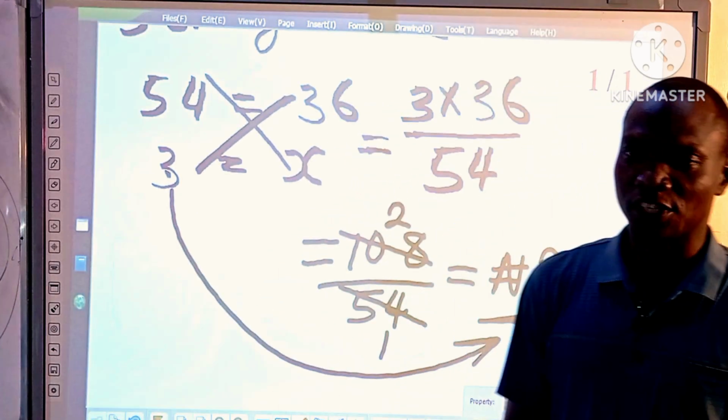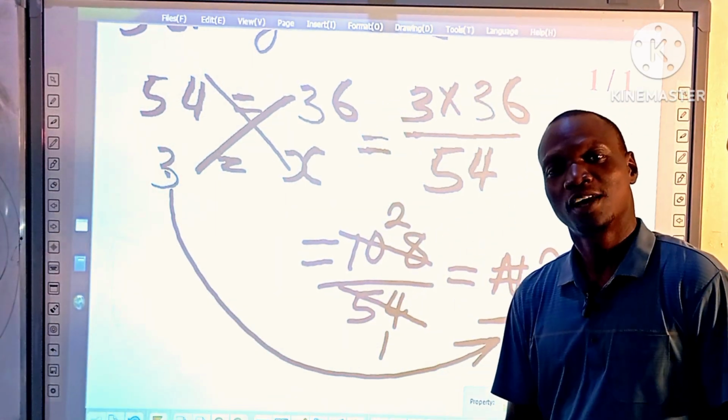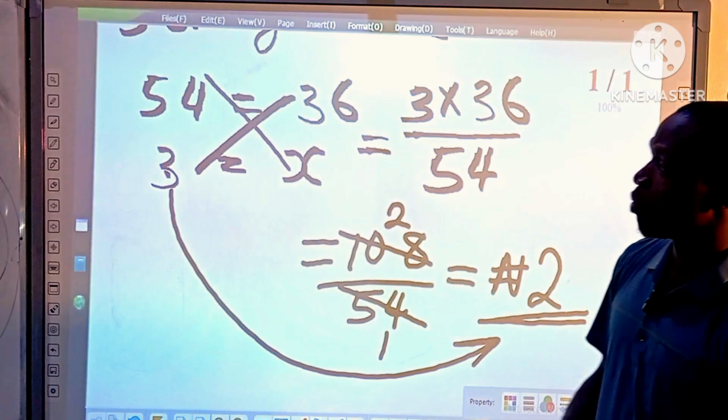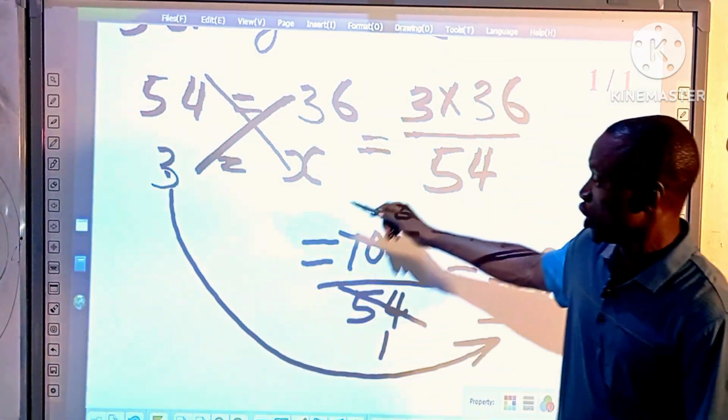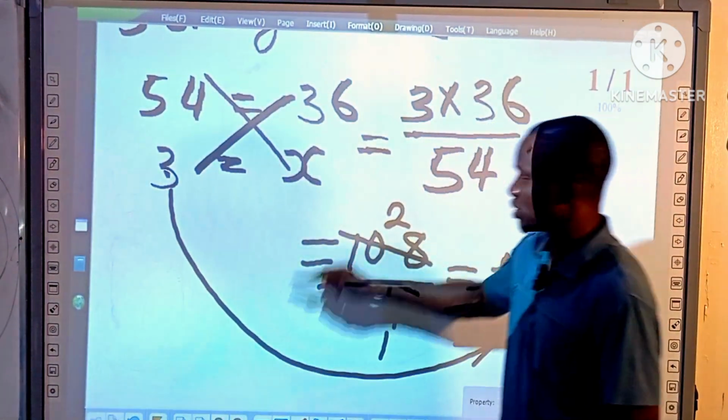lemon squeezy, pizza cheesy, Mr. Austin's okra soup. Now, what I want us to really look at here is to understand the concept.